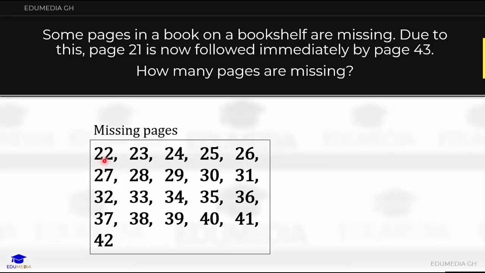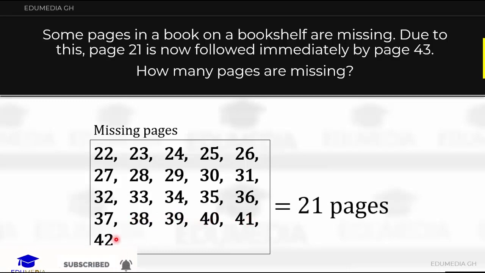Now if you count the missing pages, 1, 2, 3, 4, 5, 6, 7, 8, 9, 10, 11, 12, 13, 14, 15, 16, 17, 18, 19, 20, and 21. So it means the missing pages are 21. So we have 21 pages missing from the book, and the answer is 21 pages.